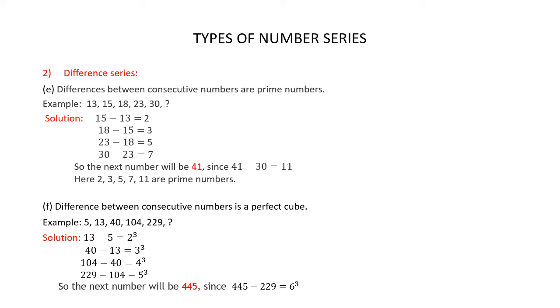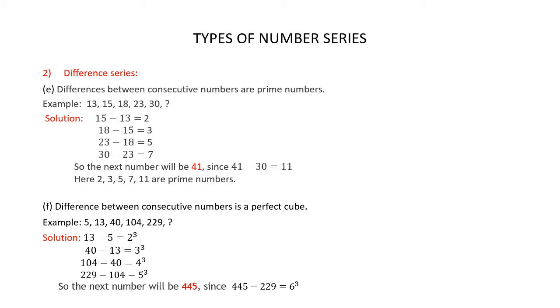The next type of difference series is where the differences between consecutive numbers are prime numbers. So the differences between the consecutive numbers are prime numbers. Let's understand this with an example. Look at this number series: 13, 15, 18, 23, 30, question mark. You have to find this missing number. Now find the differences between the consecutive numbers.